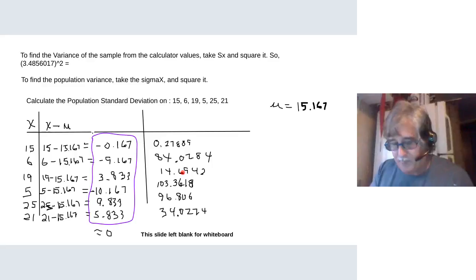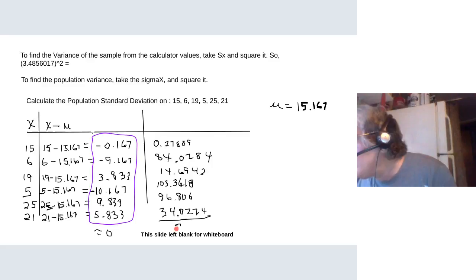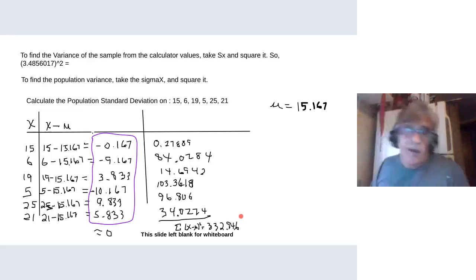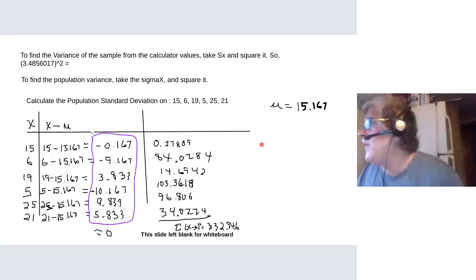All right, now when I add these up, I get the summation: 332.946. All right, so now that's all of the tough stuff, really. I mean, that's the tedious part. So hopefully we did it right. Over here, I'm just going to do the final calculation.